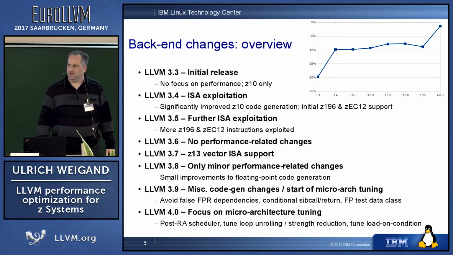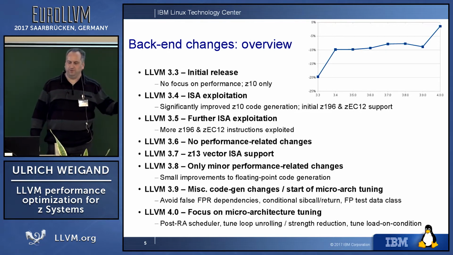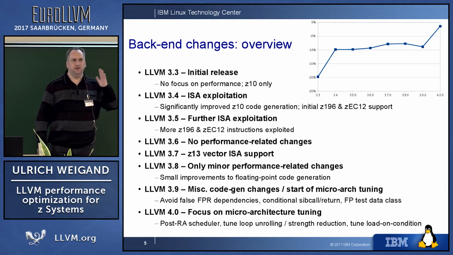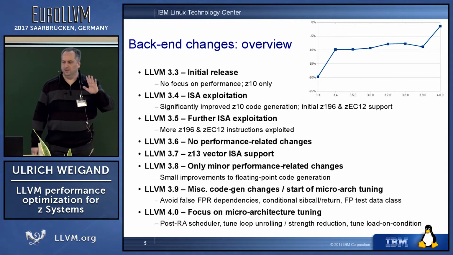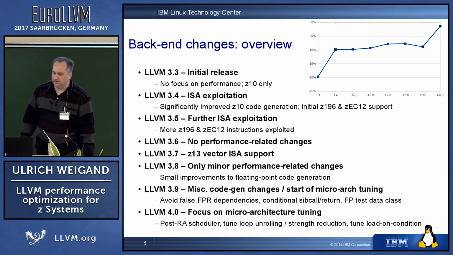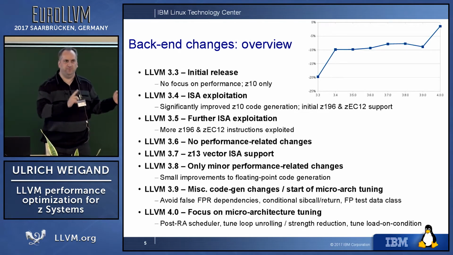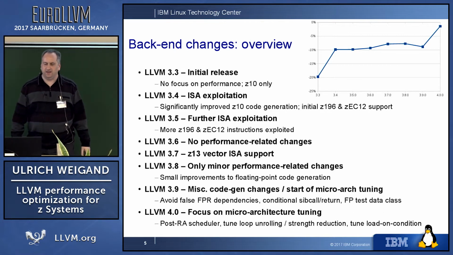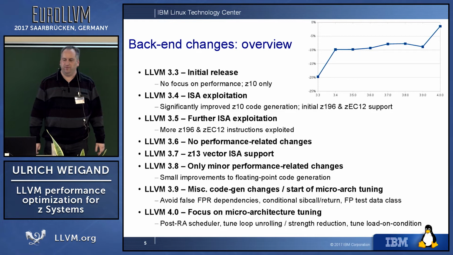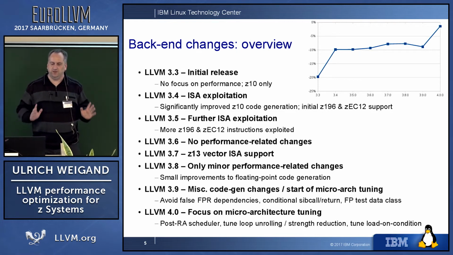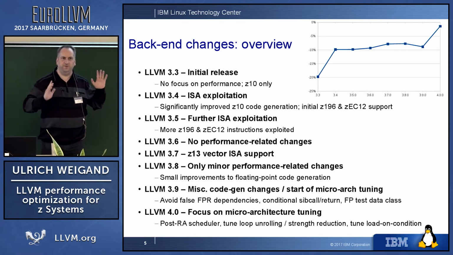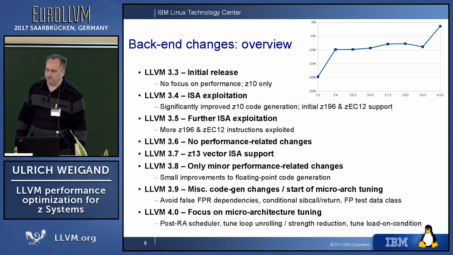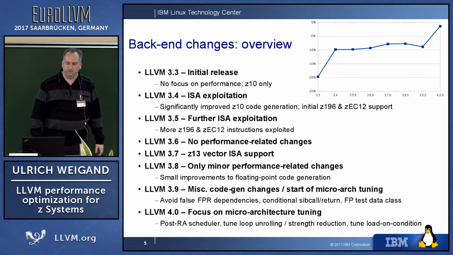Just briefly, LLVM 3.3, as I said, was the initial release where we didn't focus on performance at all. It supported only the z10 machine, which is 4 machine generations back compared to the machine we are now running on. We got it in just in time to make sure that it was functionally correct and everything was working fine, but there has been no effort spent at all on performance.